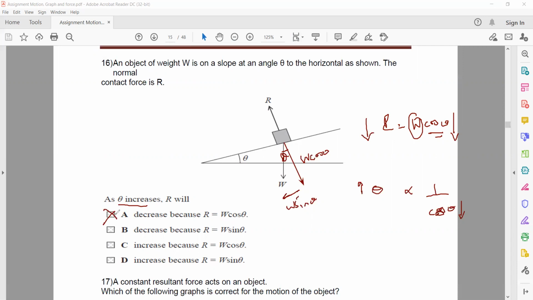Is it clear? Theta is directly related to sine theta and inversely related to cosine theta. Like if we increase the value of theta, the value of sine theta increases. But if we increase the value of theta, the value of cosine theta will decrease. Is it clear? This is question 16.